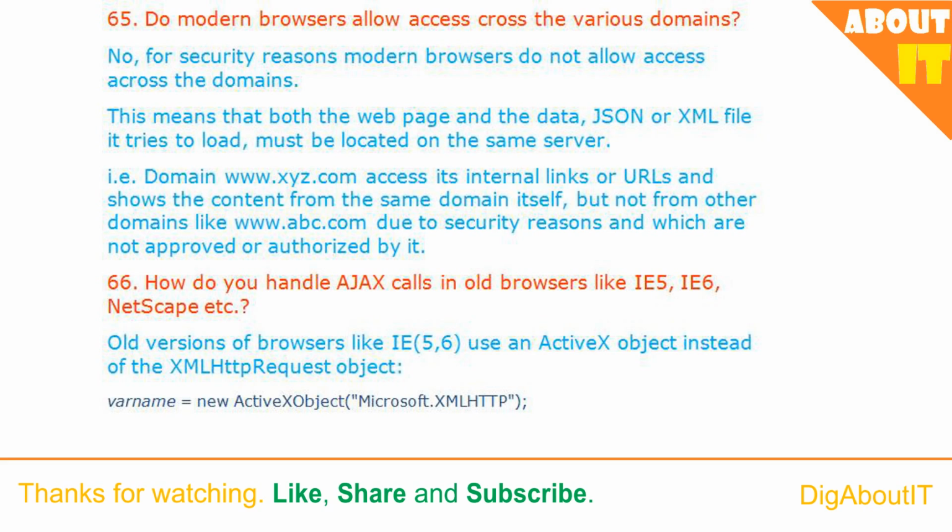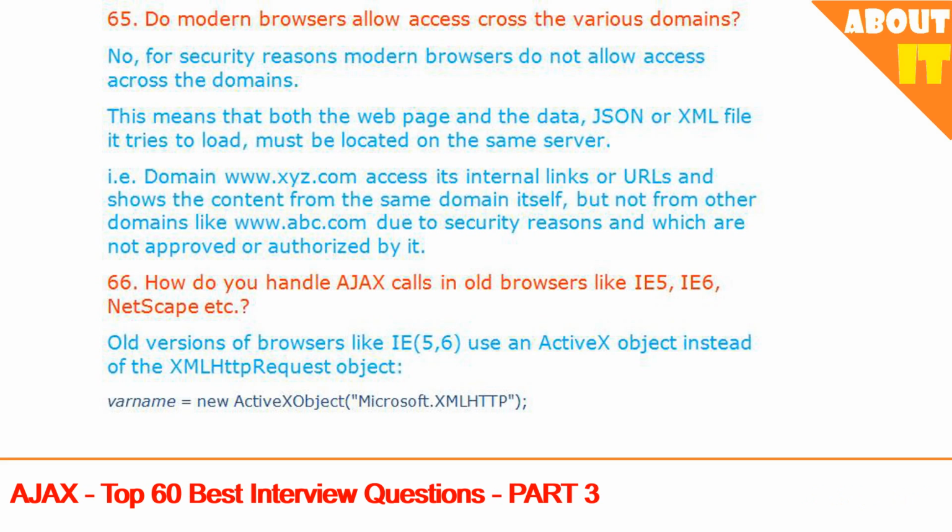That is, domain www.zis.com can access its internal links or URLs and show the content from the same domain itself, but not from other domains like www.abc.com, due to security reasons, as they are not approved or authorized by it.